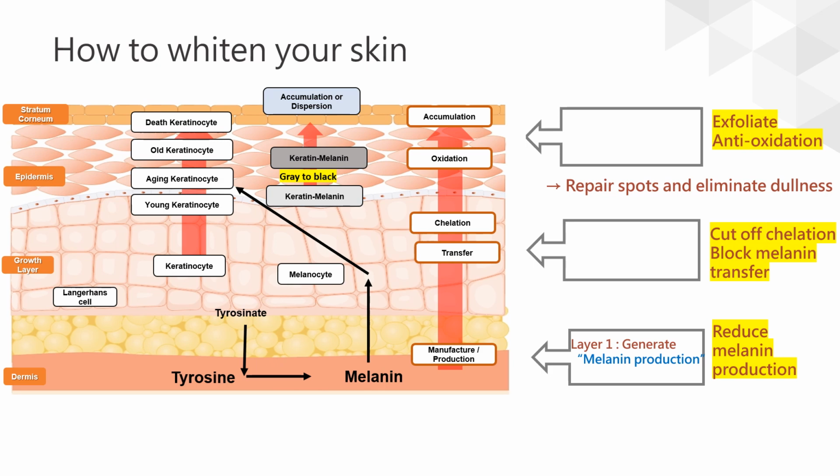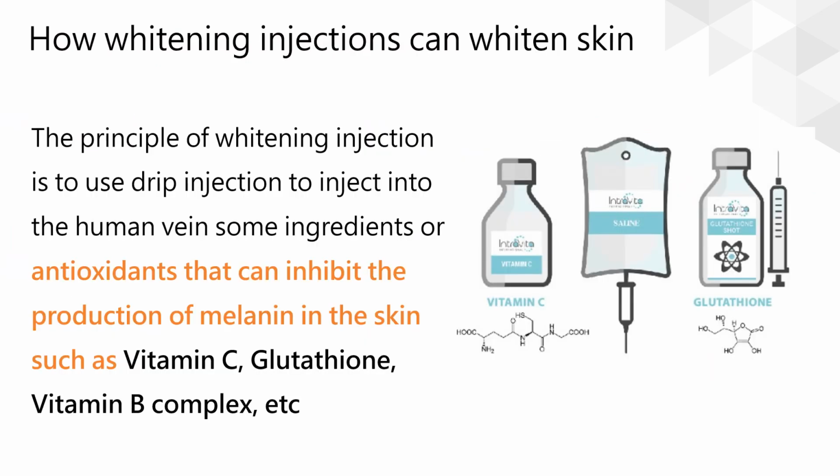Because in layer 5, this is the melanin darkening layer, we need to remove the melanin by exfoliation and adding antioxidants to repair spots and eliminate dullness. So overall, to whiten the skin, we need to repair the spots and eliminate dullness by following this process. So how can the use of whitening injections help whiten our skin?